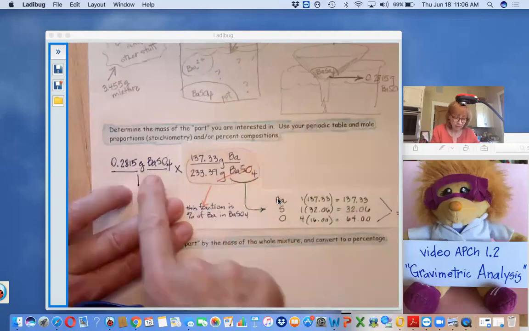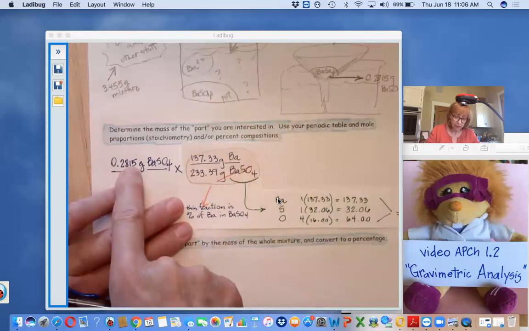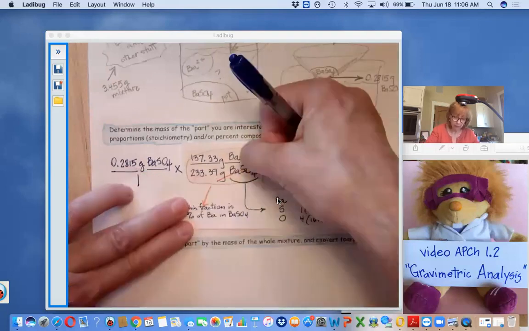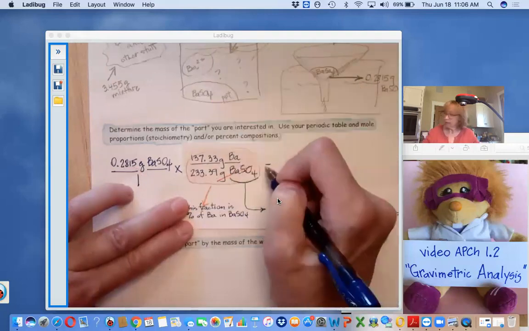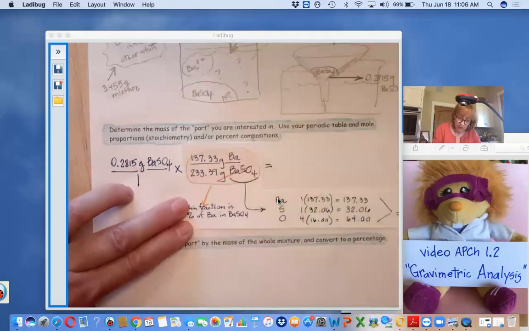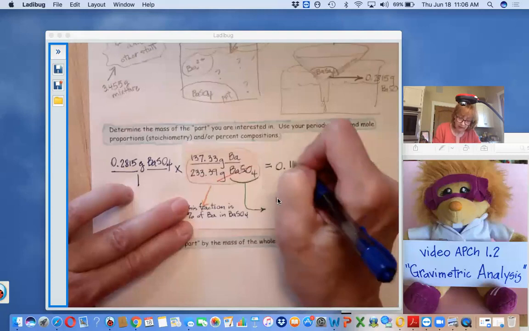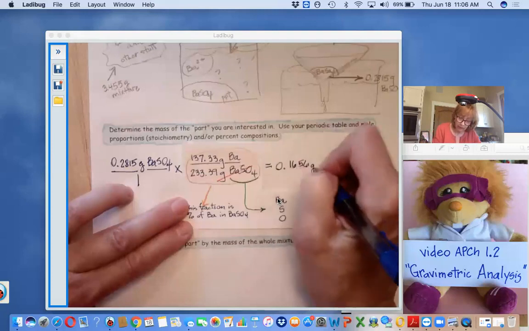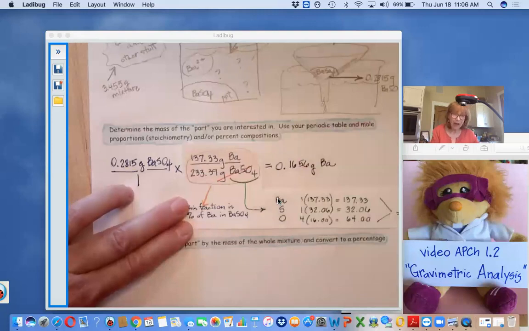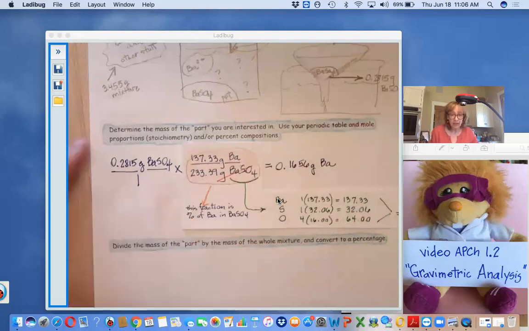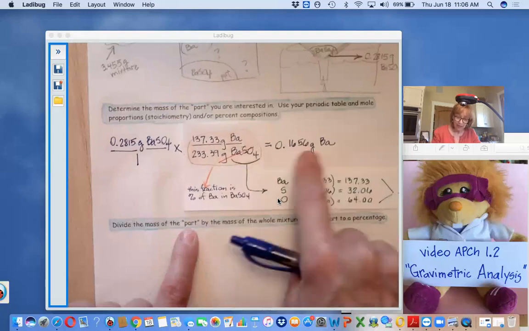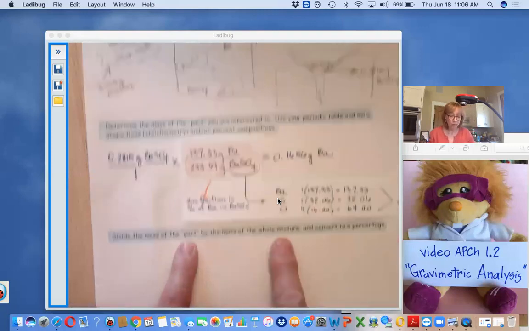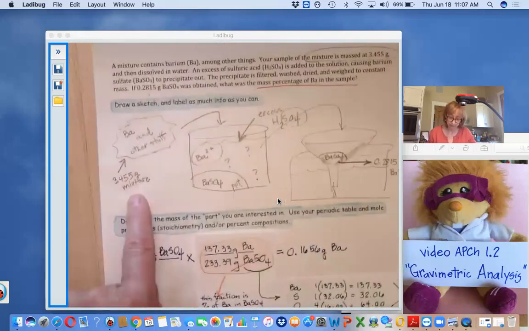My sample of barium sulfate has this mass. Here's the percentage by mass of barium in any sample of barium sulfate. And when I multiply that through, I come up with 0.1656 grams of barium atoms in my sample of barium sulfate. Lastly, I'm going to use the mass of this barium part and divide it by the mass of the whole mixture that it came from.